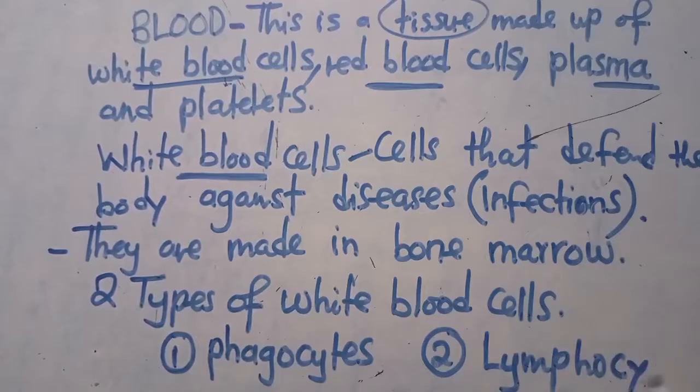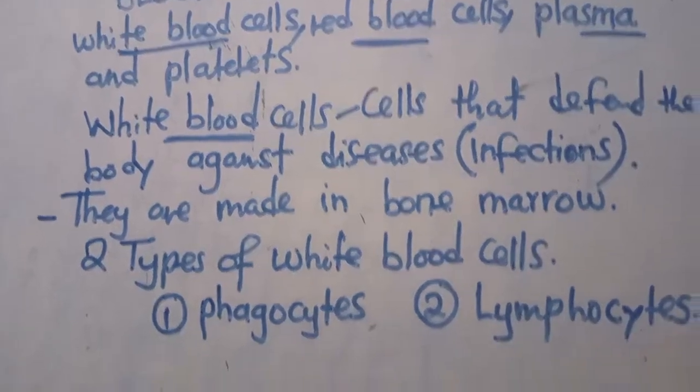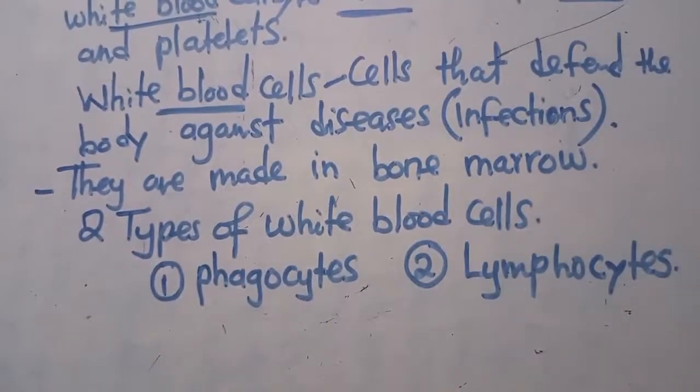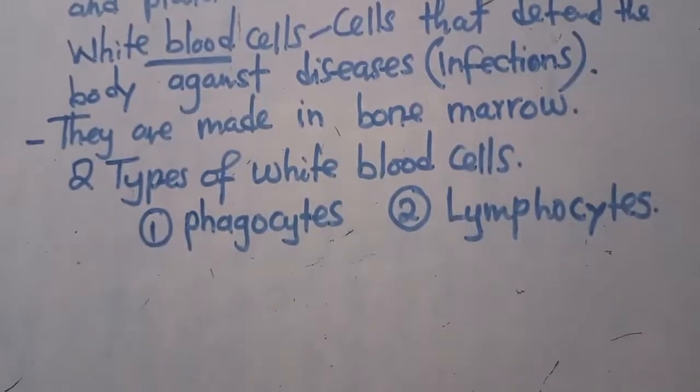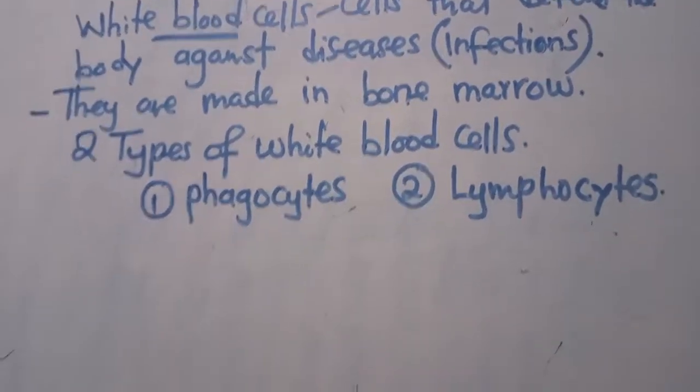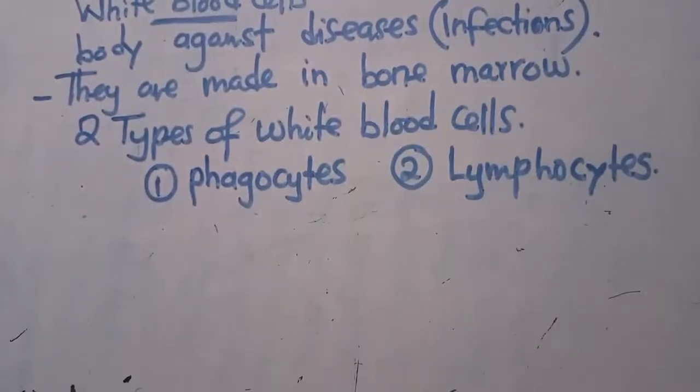Their function is to fight diseases in the body, but the way they fight diseases differs. This is the reason why we've got these ones. So we've got the phagocyte and the lymphocyte, and I want you to know these ones.